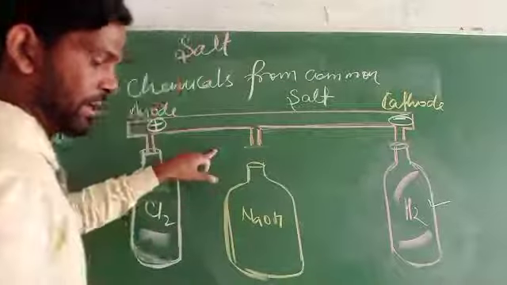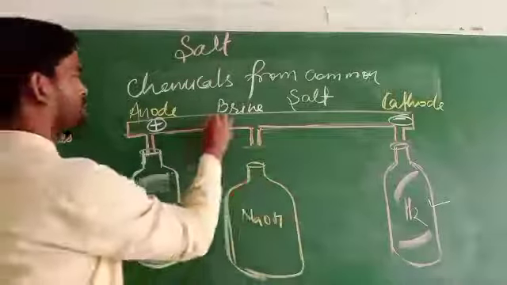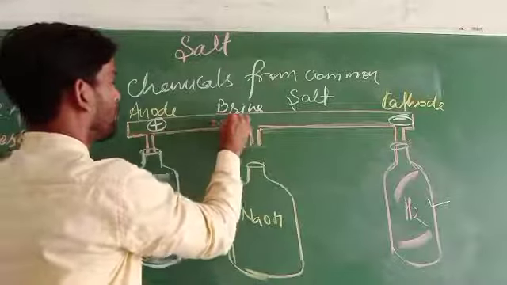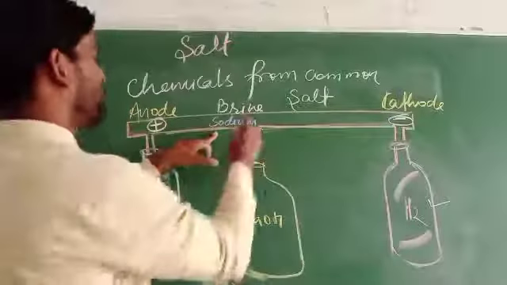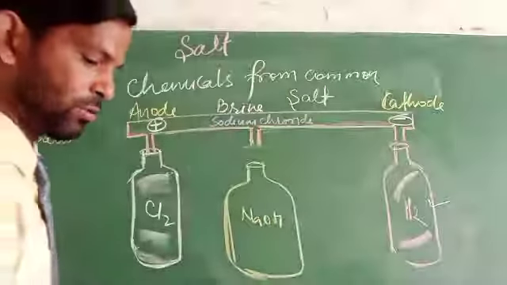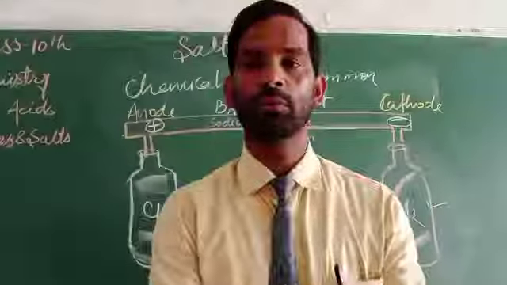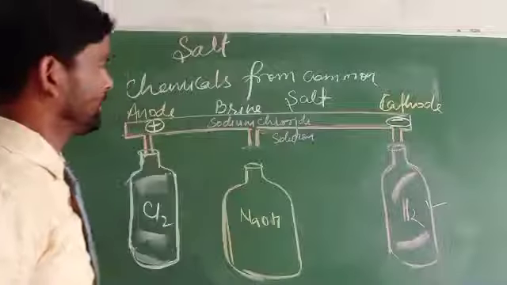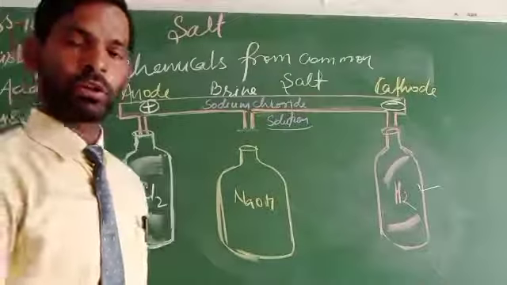And here, in the case of sodium hydroxide, it is the brine. Why? Because here is sodium hydroxide, and sodium chloride takes place here, in the sodium chloride solution. What happens next? As the process carries on, different types of salt and different chemicals are formed.